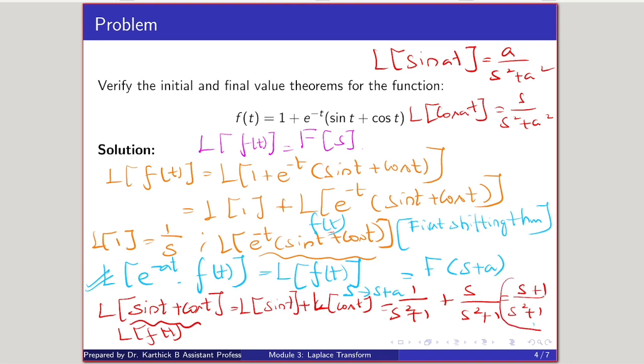So this is the final value before substituting s equal to s plus a. Here the value of a, we have to go for this. The value of a will be 1. So we have to substitute s equal to s plus 1. So finally, after finding the Laplace of f of t, I am substituting the value of s as s plus 1. Then s plus 1 whole square plus 1. So this will be the final value for this Laplace of e power minus t sin t plus cos t.